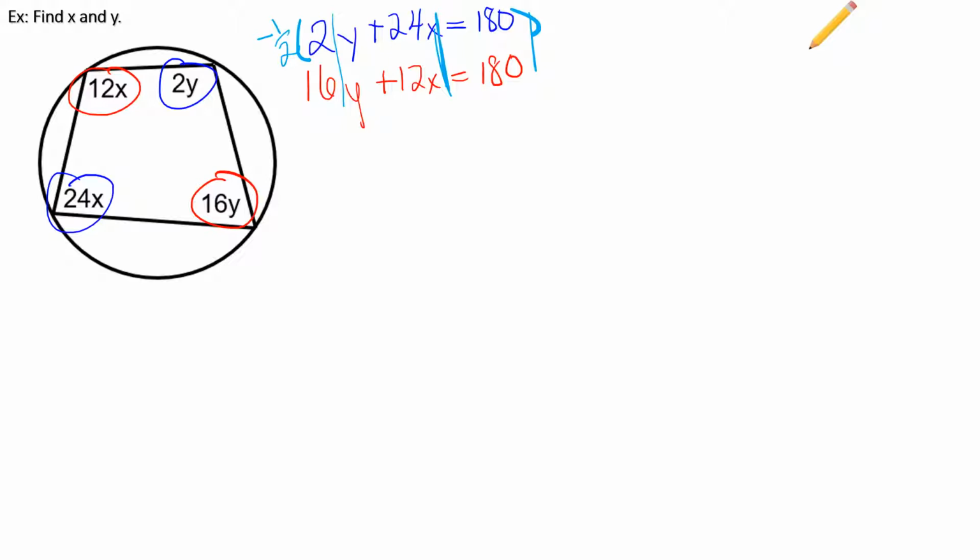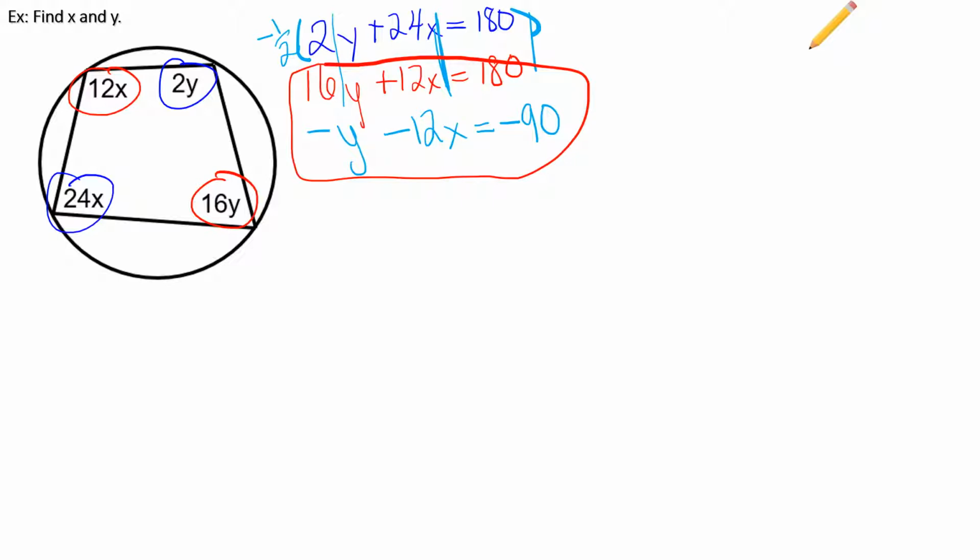So negative 1/2 times 2 gives me a negative y. Negative 1/2 times 24x gives me a negative 12x. And negative 1/2 times 180 is equal to a negative 90. Now, if I just look at these two equations, I can add vertically, and then my x's will cancel. So 16y plus a negative 1y is equal to 15y. My 12x minus 12x cancels. 180 minus 90 is 90. Divide both sides by 15, and then we get y is equal to 6.